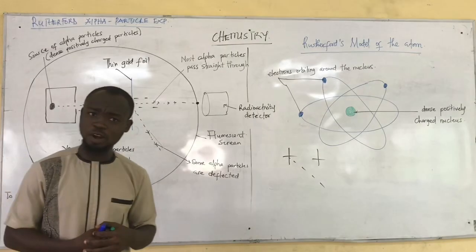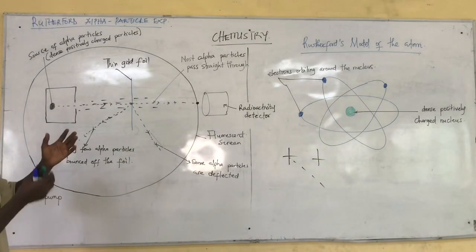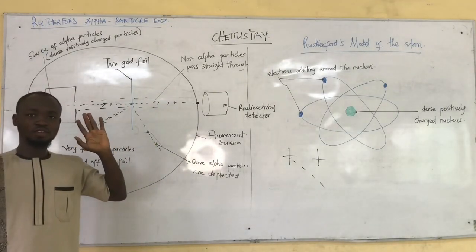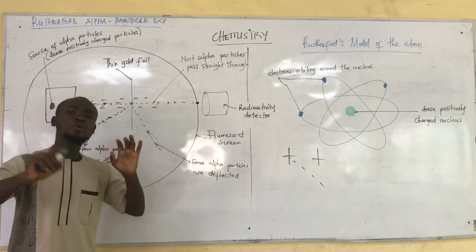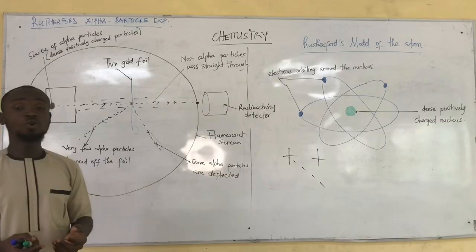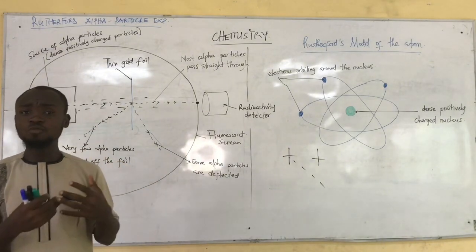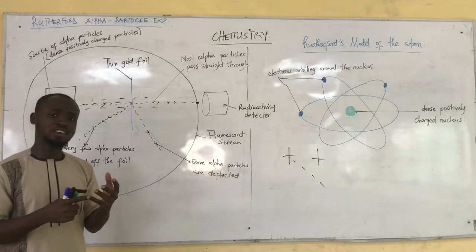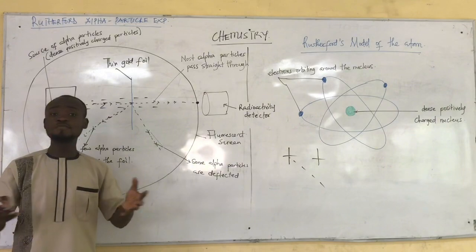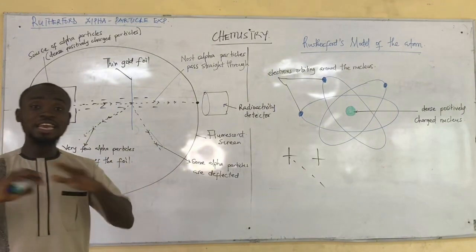So in Rutherford's experiment, the observations made were that most of the alpha particles were able to pass through the gold atom without any deflection. Some of the alpha particles were deflected, and a very few of the alpha particles were seen bouncing off the gold foil. He came to explain each observation, in the first one suggesting that the larger part of the gold atom was an empty space. That is why most of the alpha particles were able to pass through without any deflection.